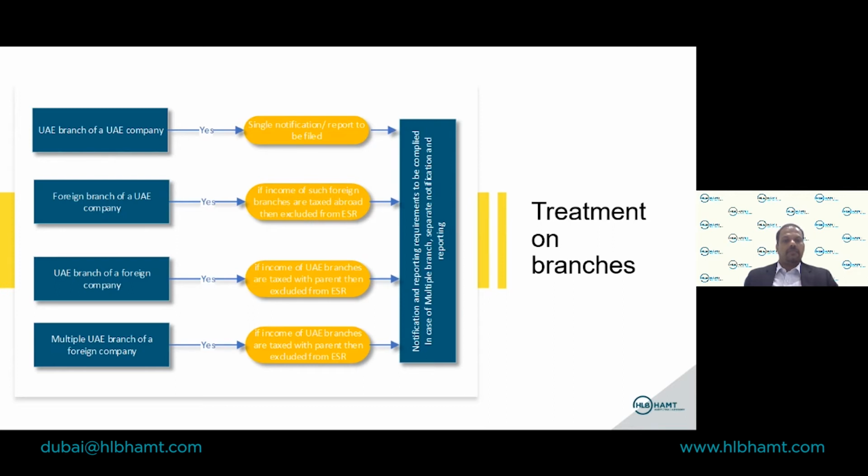Now, multiple UAE branches of a foreign company, if income of the UAE branches is taxed with the parent, then these are again excluded from ESR activities. So it's clear that branches are mostly coming out of the provisions, because they are taxed outside the UAE or in their parent jurisdiction, but make sure that it's taxed. So we have to produce proof of being subject to tax or actually taxed in those countries, which we will come to in later slides on the mandatory requirements for the reporting documentation.